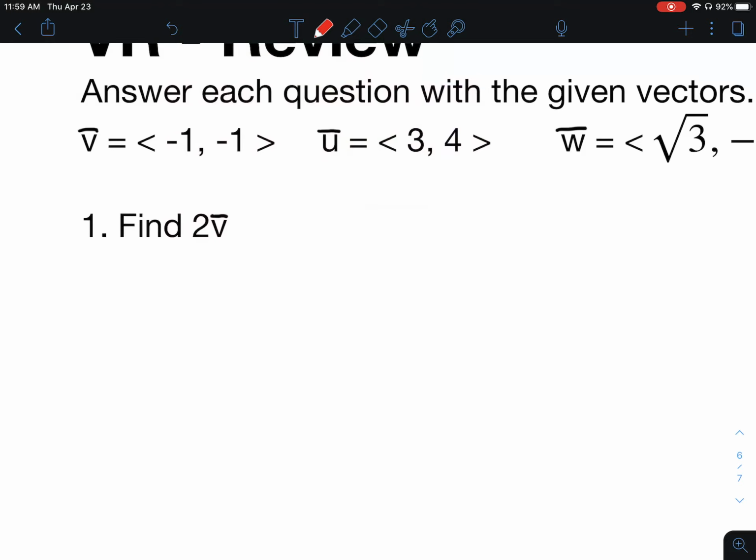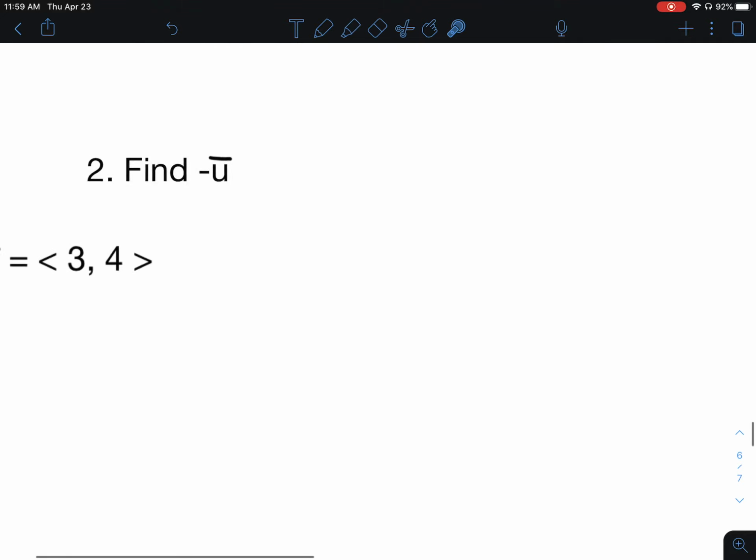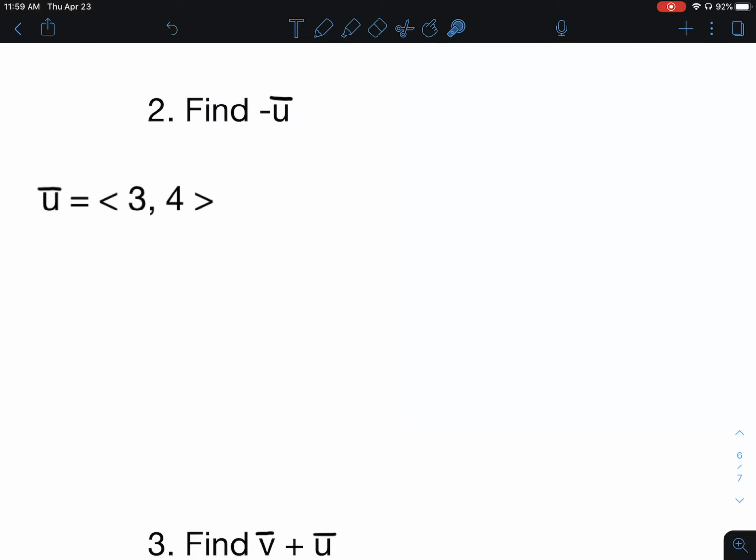Well, all we've got to do for this is take a 2 and multiply it by the components. So that's -2, -2. This vector, you go left 2, you go down 2. Number 2, find the negative of vector u. That means we just change its direction. So instead of right 3, you go left 3. Instead of up 4, you go down 4.